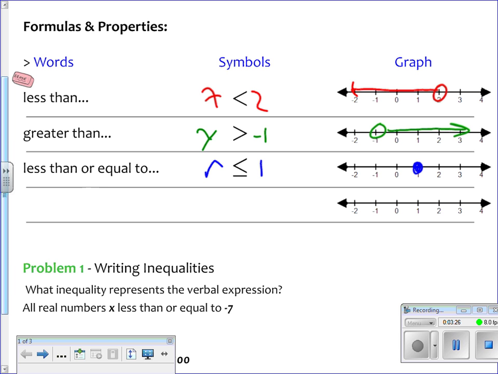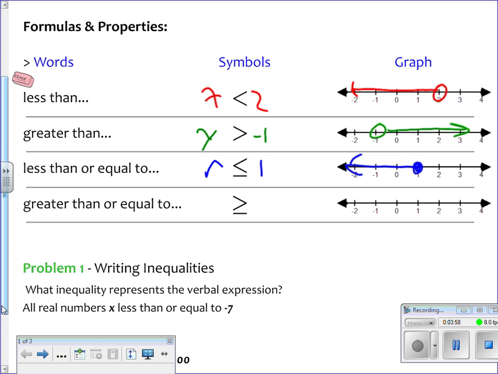Notice the difference between or equal to and not or equal to. I have this one with an open dot because it can't be that number. This one, it can be that number, and everything less than that. So when you're graphing, it's very important to watch whether it's an open or closed circle. And then we have greater than or equal to. Same idea. Or equal to means it can be that number.